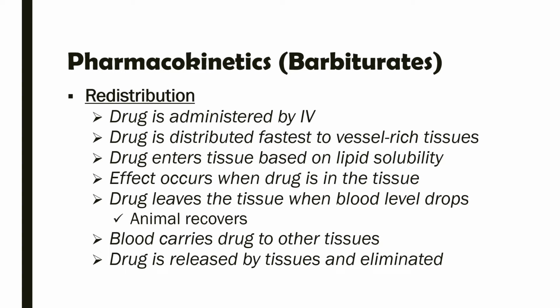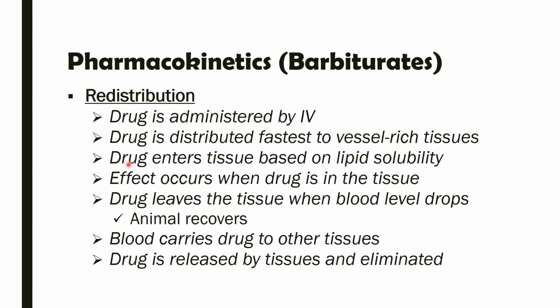Barbiturates are one of the drugs, particularly anesthetic drugs, that undergo a significant tissue redistribution. The drug is usually administered by IV, and because of its high lipid solubility, it is distributed fastest to the vessel-rich tissues. The drug will enter the tissue based on its lipid solubility. Particularly, it enters the brain because, again, it is highly lipid soluble.